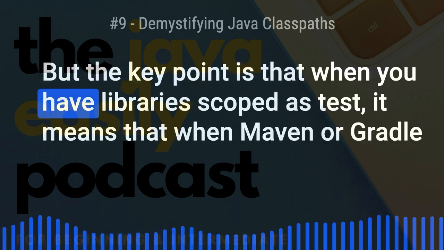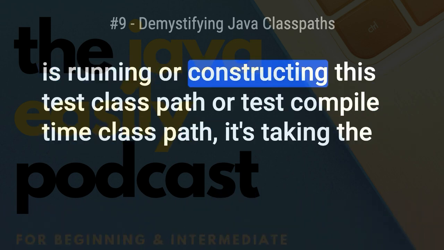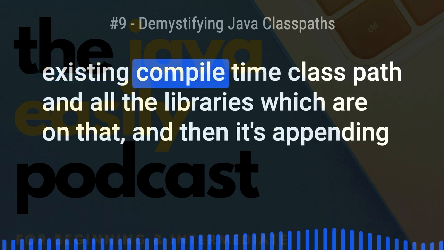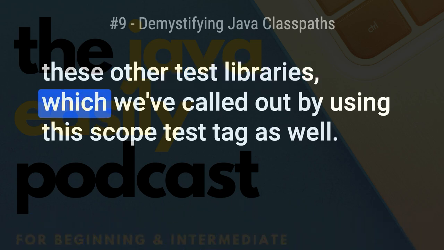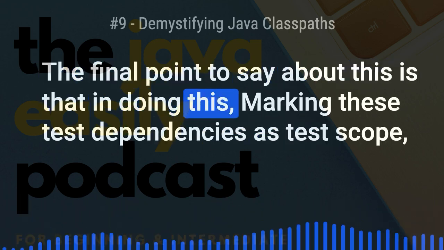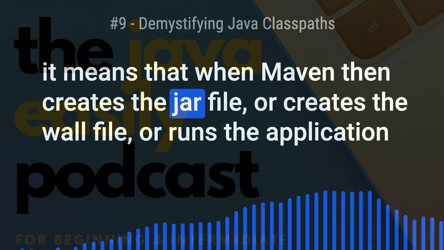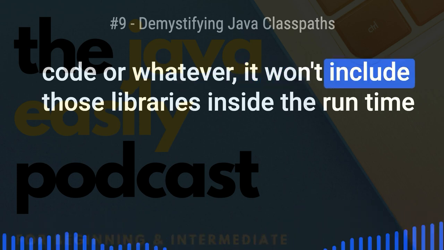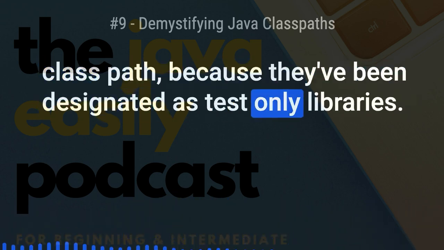But the key point is that when you have libraries scoped as test, it means that when Maven or Gradle is running or constructing this test class path or test compile time class path, it's taking the existing compile time class path and all the libraries which are on that, and then it's appending these other test libraries which we've called out by using this scope test tag as well. The final point to say about this is that in marking these test dependencies as test scope, it means that when Maven then creates the jar file or creates the WAR file or runs the application code or whatever, it won't include those libraries inside the runtime class path because they've been designated as test-only libraries.